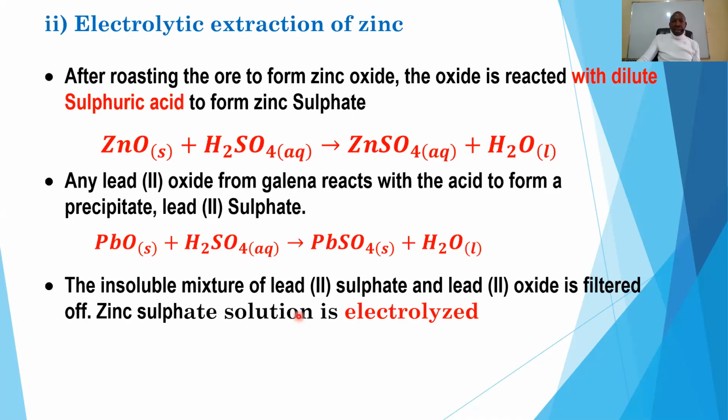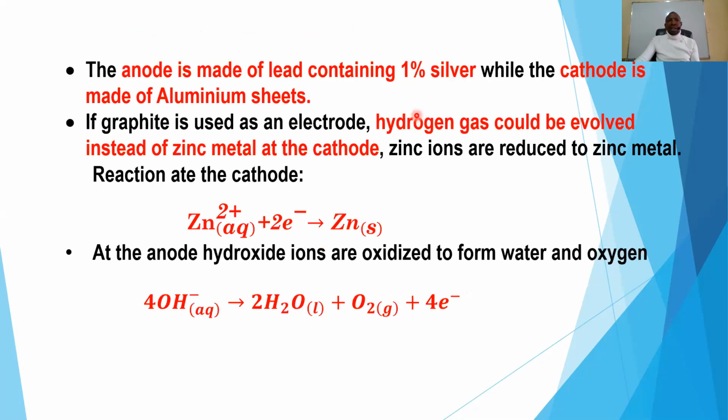During electrolysis, this is something that you need to understand: the anode is made of lead and silver, while the cathode is made up of aluminum sheets. In some publications there is a confusion, whereby some books have interchanged this and written that the cathode is made up of lead and silver alloy. That is wrong. The correct position is that the anode is made up of lead and silver, while the cathode is made up of aluminum sheets.